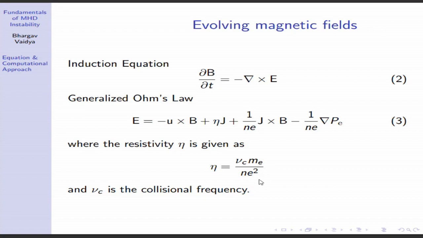Yes. So what is the physical difference between the resistive term and electron pressure? Electron pressure basically happens because of the collisions between electrons. So essentially, it's like collisions. There's a gradient of electron pressure.